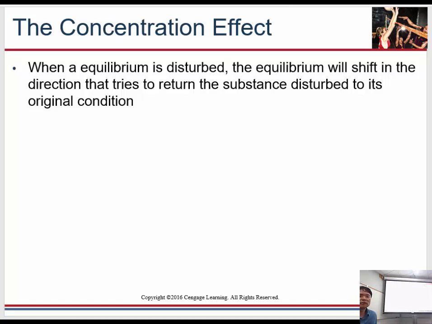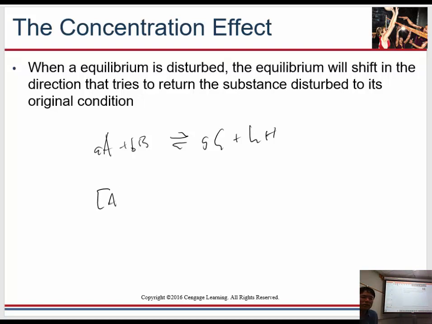So the concentration effect: let's say we have an equilibrium like this. A plus B is in equilibrium with G plus H. If we increase the concentration, it shifts the opposite way. For example, if we increase the concentration of A, then it upsets the equilibrium, and what we expect is a shift to the right. The equilibrium will shift right. In other words, if we increase the concentration of A, the countering effect is that the reaction shifts in the forward direction, consuming A in the process, and then we reestablish an equilibrium.